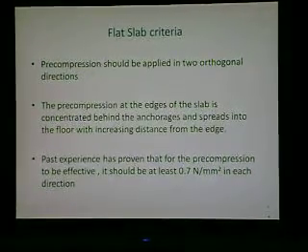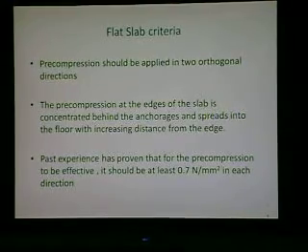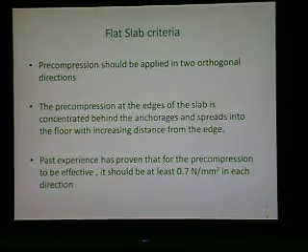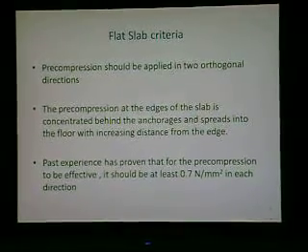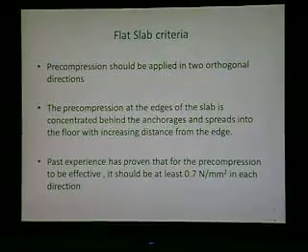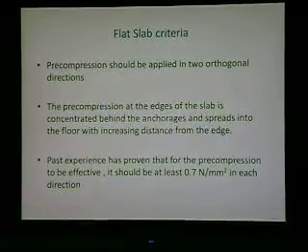Flat slab criteria. Pre-compression should be applied in two orthogonal directions. The pre-compression at the edges of the slab is concentrated behind the anchorages and spreads into the floor with increasing distance from the edge. Past experience has proven that for the pre-compression to be effective, it should be at least 0.7 Newton per mm square in each direction.